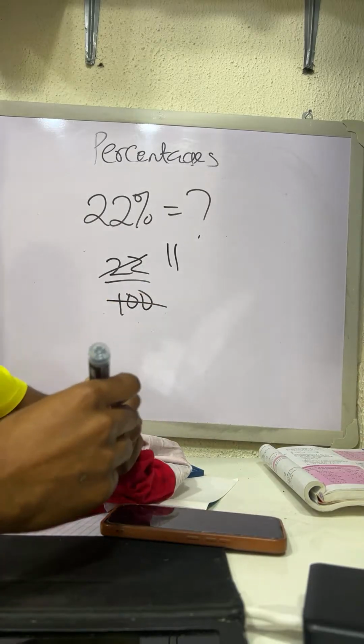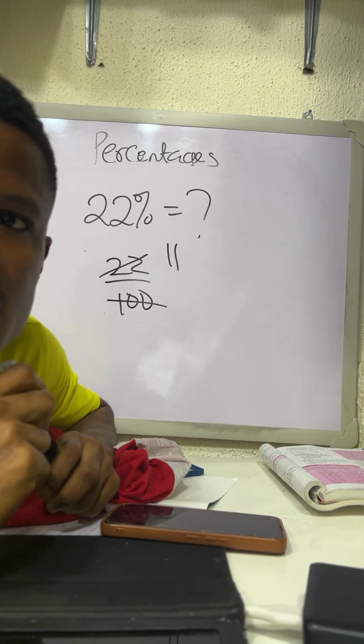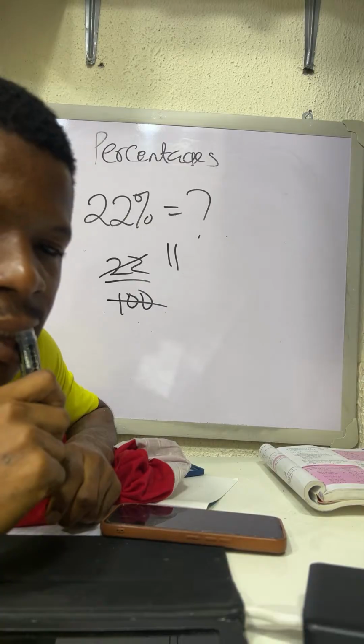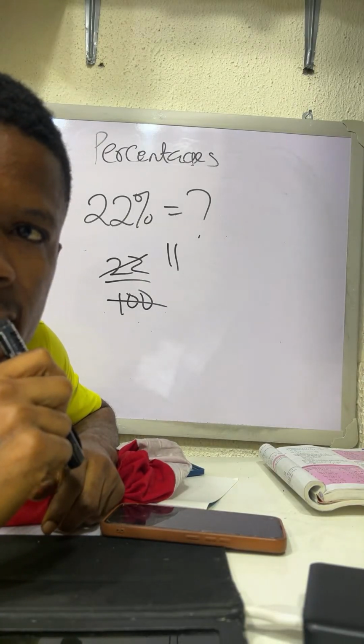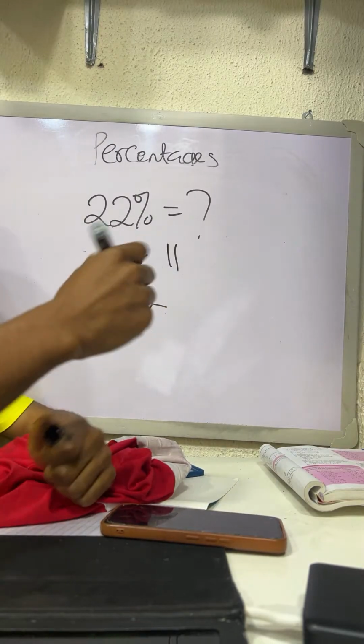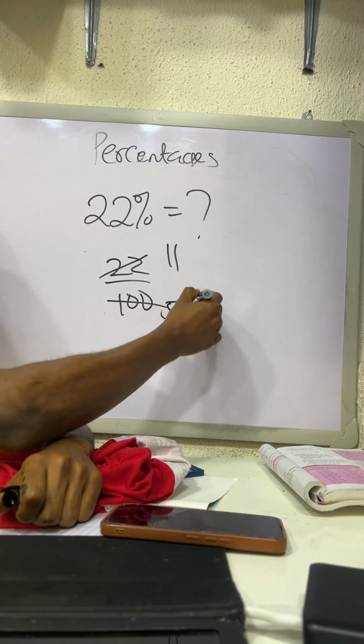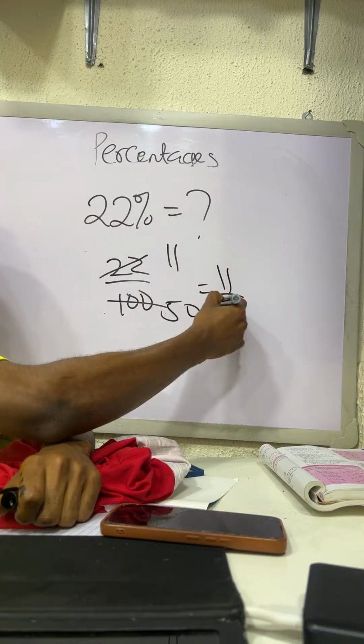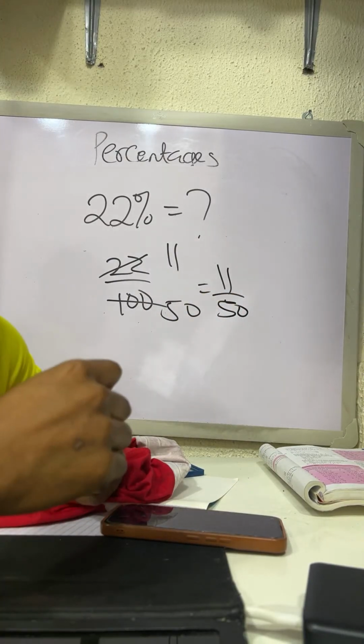If you divide 100 by 2, what do you get? 50. If you divide 100 by 2, you get 50. So the answer is 11 out of 50. Are you following?